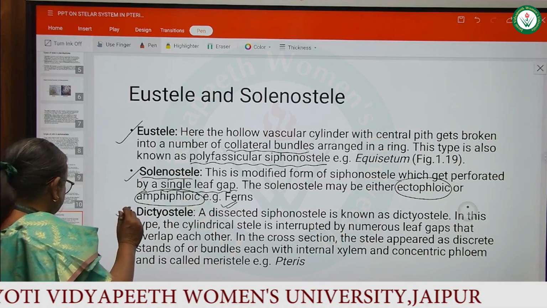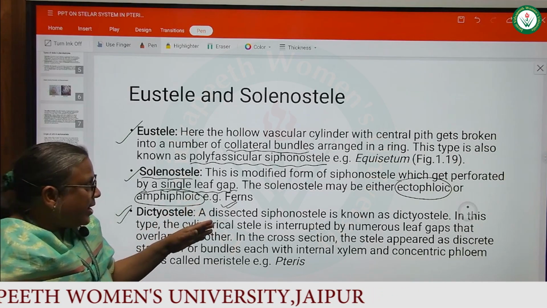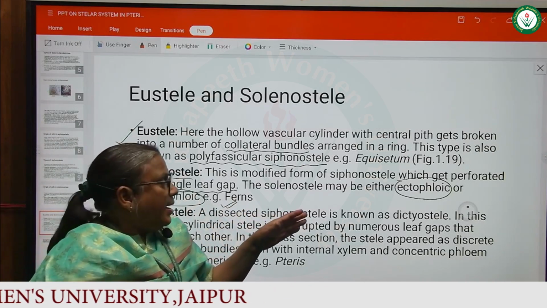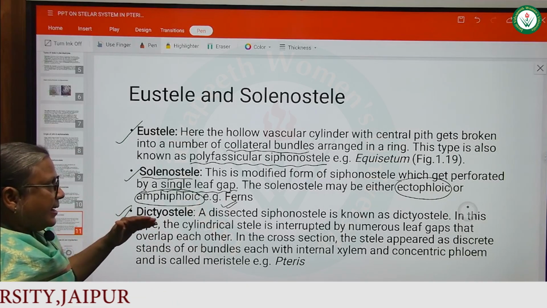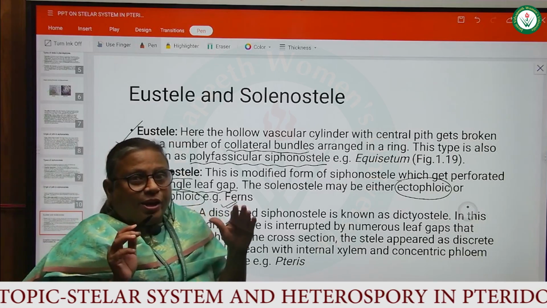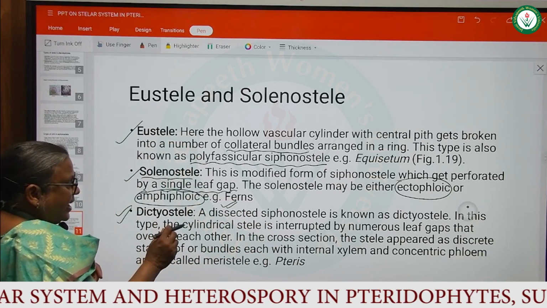Now, what is dictyostele? A dissected siphonostele is known as dictyostele. In this type, the cylindrical stele is interrupted by numerous leaf gaps that overlap each other.